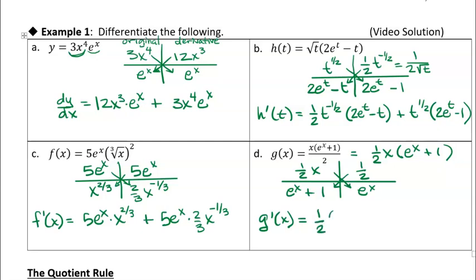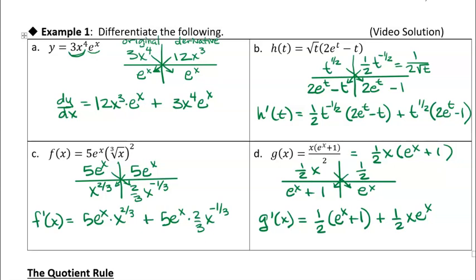So I have 1/2 times e to the x plus 1, right? You have to have the parentheses around that because we're multiplying 1/2 times the whole function, not just part of it. And it's the product rule, so we have a plus in the middle, and then we're going to have 1/2 x e to the x. And we're done. All right.